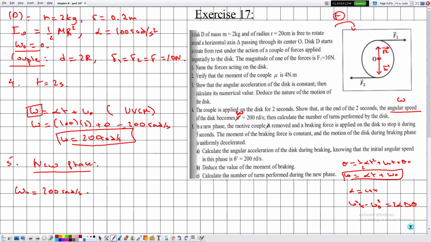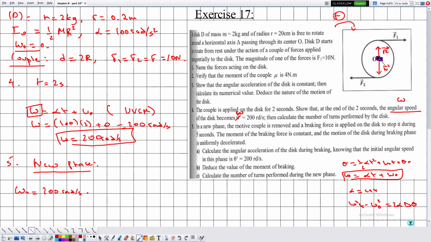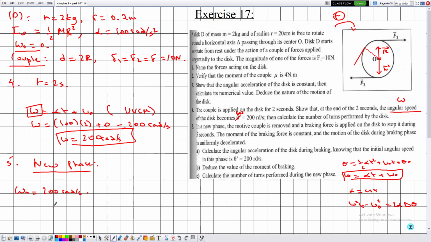Now they are telling me the motive couple is removed and a braking force is applied on the disk. Let's represent this force like this. It acts opposite to the direction of motion. This is the braking force, which in translational motion is referred to as the friction force. So this is FB, representing the braking force opposite to the positive chosen direction. We don't know anything about FB yet, but the duration for which it is applied is t equal to 5 seconds.